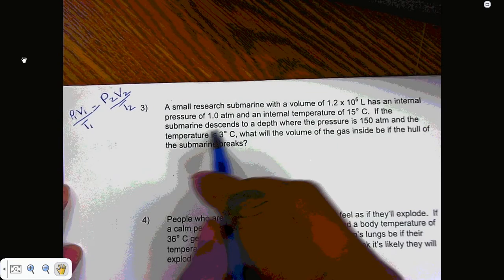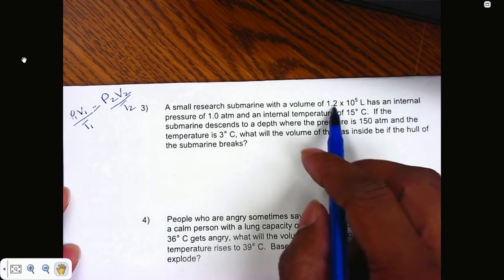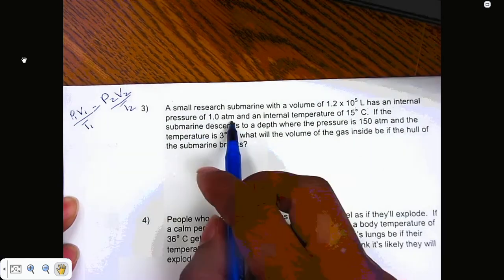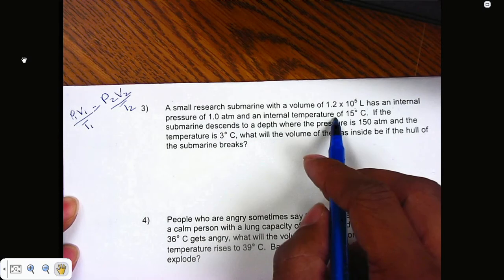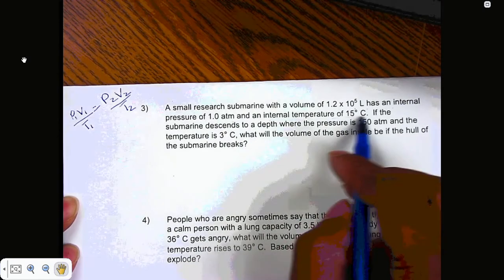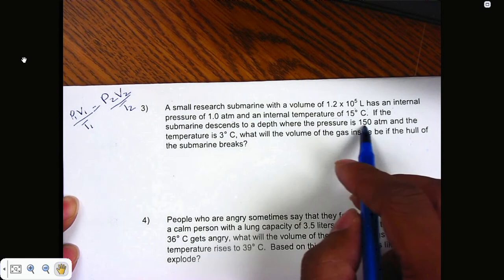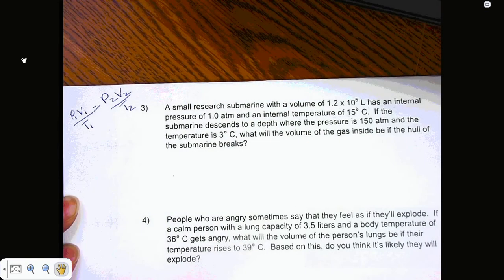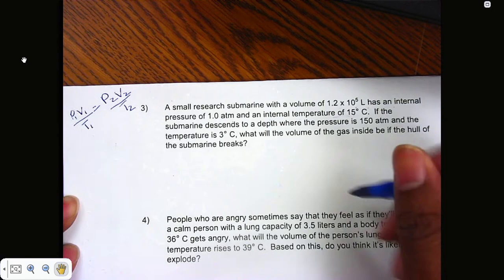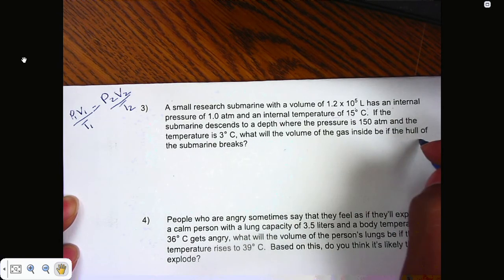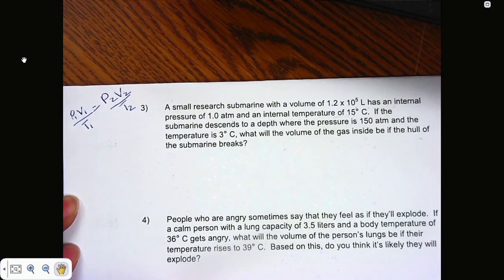So, a small research submarine with a volume of 1.2 times 10 to the 5 liters has an internal pressure of 1 ATM and an internal temperature of 15 degrees Celsius. If the submarine descends to a depth where the pressure is 150 ATMs and the temperature is 3 degrees Celsius, what will the volume of the gas inside be if the hull of the submarine breaks?